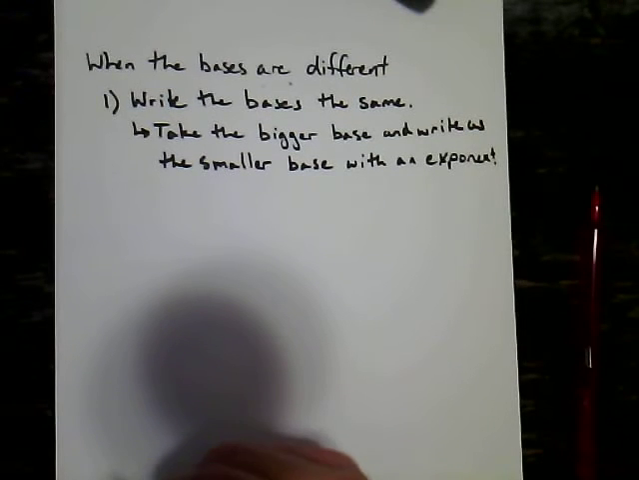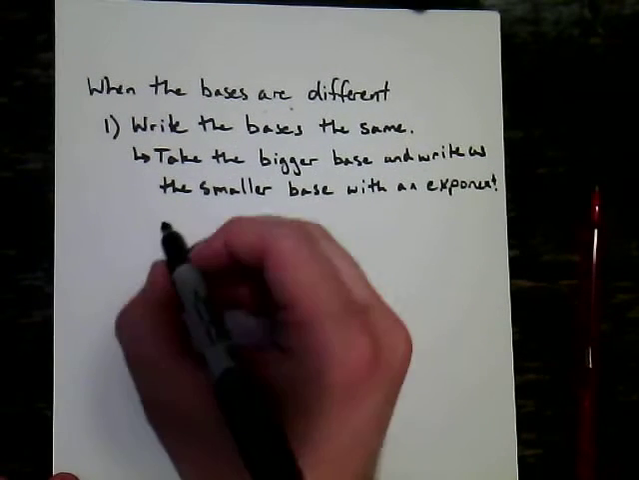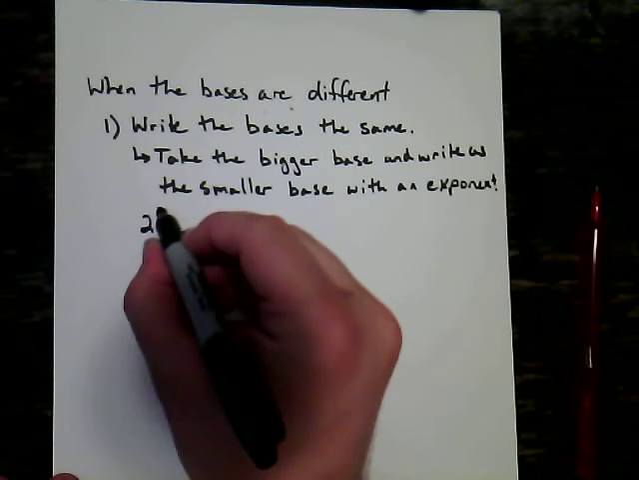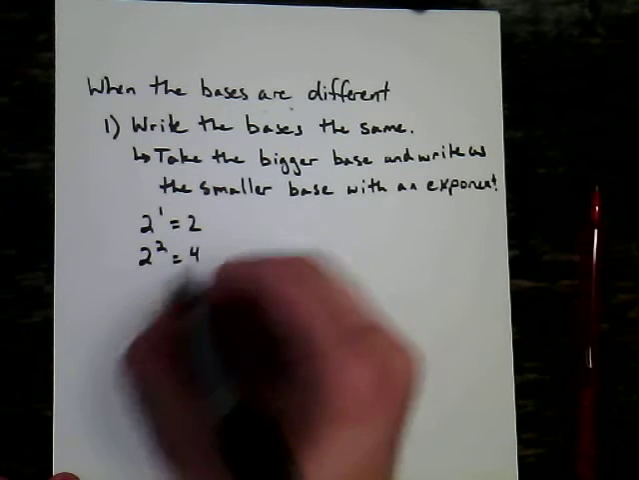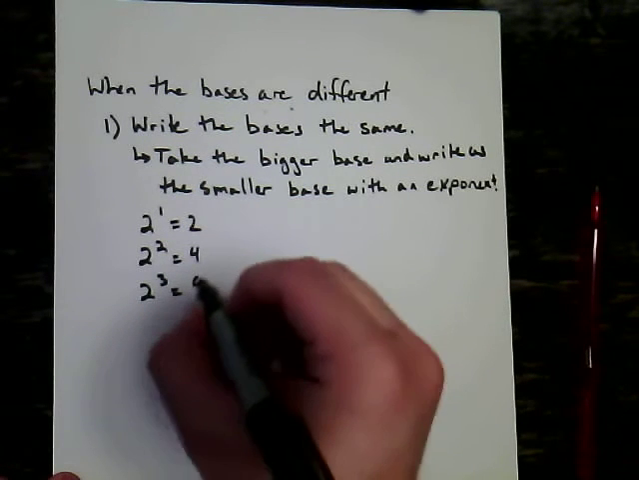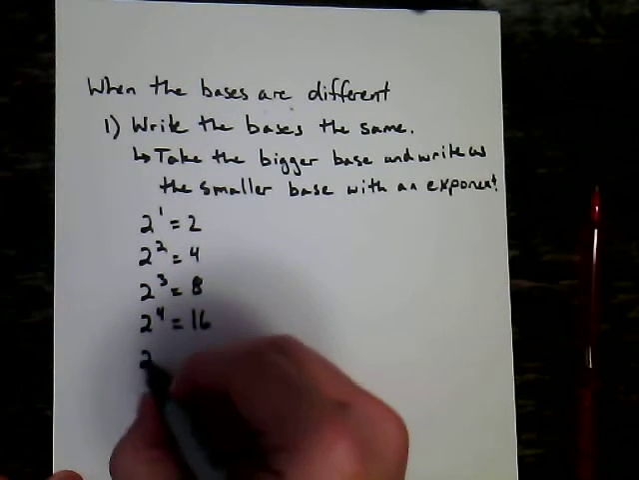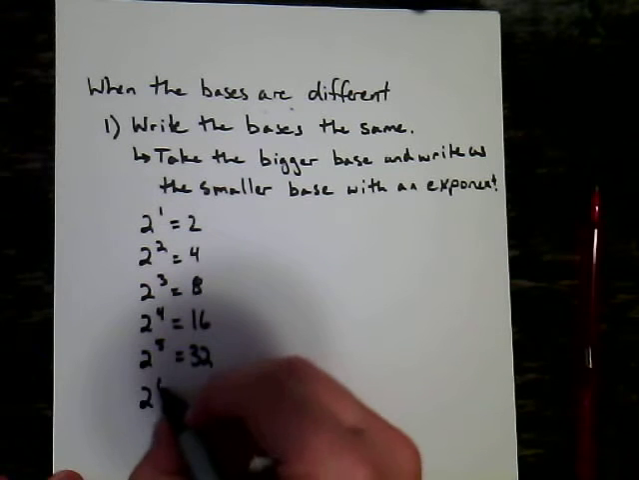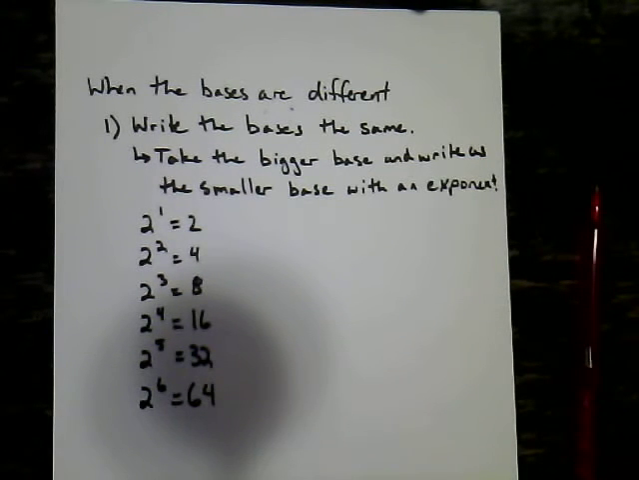These are not things that you have to memorize, but they will definitely be helpful when you're writing your bases. Okay, so we'll start with 2 to the 1 equals 2, 2 squared equals 4, 2 cubed equals 8, 2 to the 4th equals 16, 2 to the 5th is 32, and 2 raised to the 6th equals 64. We might see some numbers that are bigger than that, but those are mostly the powers that we'll see of 2.